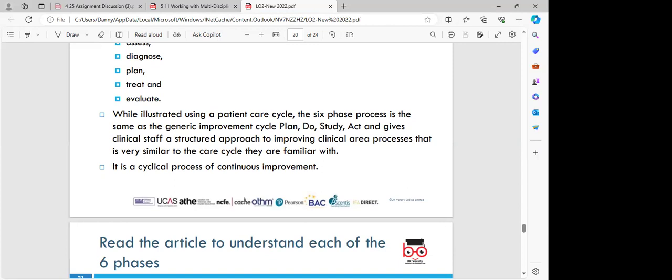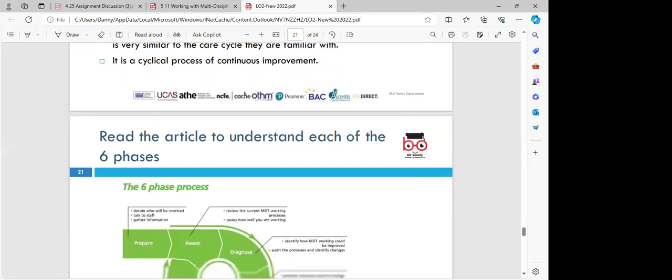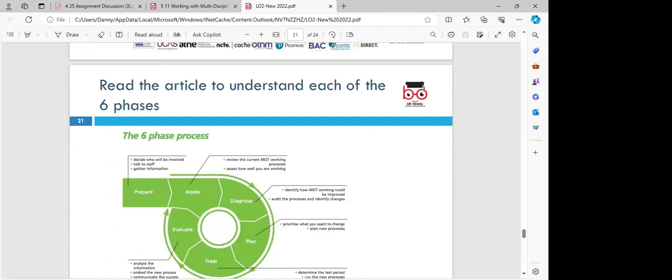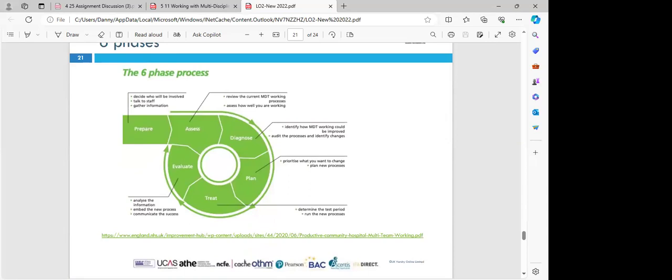It is a clinical process of continuous improvement. So he's telling you that by planning, diagnosing, evaluating, and all that, it is a process that embodies continuous improvement. Okay, then we have to read the article to understand each of the 6 phases, so that you can read about. The link is there. You can read about it.